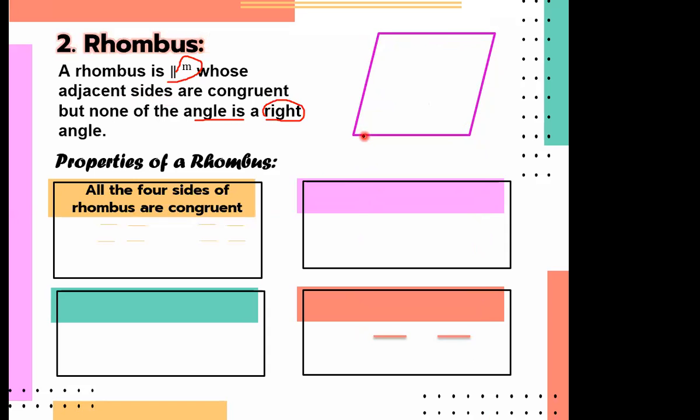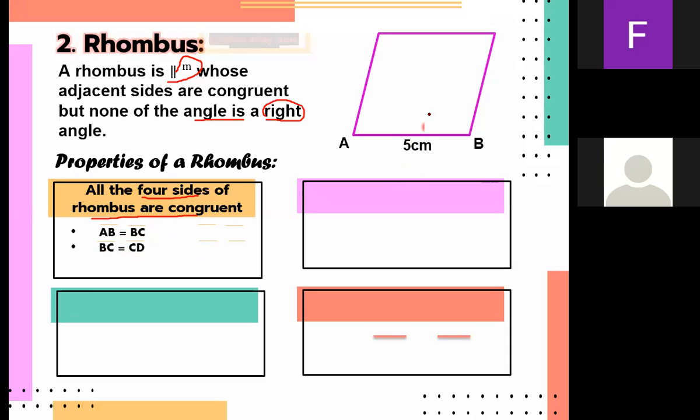The first and most common property of a rhombus is that all the four sides, and how many sides are there? Four sides because it's a quadrilateral. So all four sides of a rhombus are congruent. Side AB will be equal to side BC, then side BC will be equal to side CD. Now look here, this is AB and it is equal to 5 centimeters.